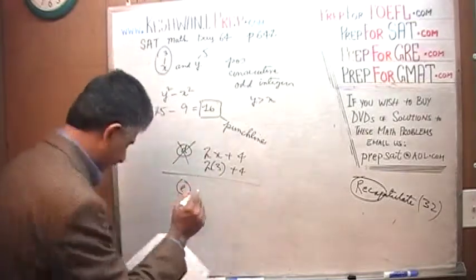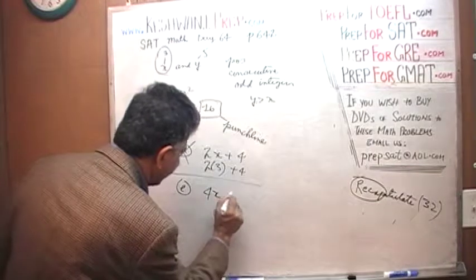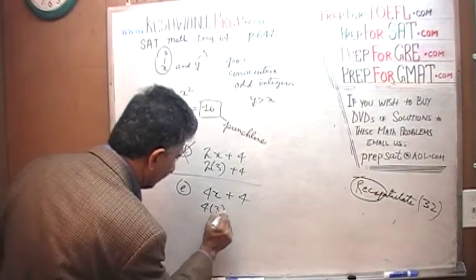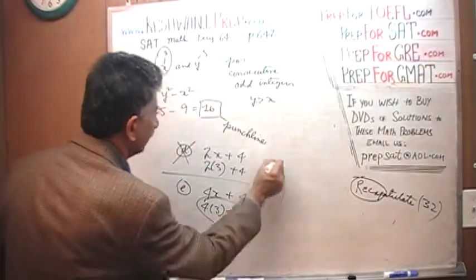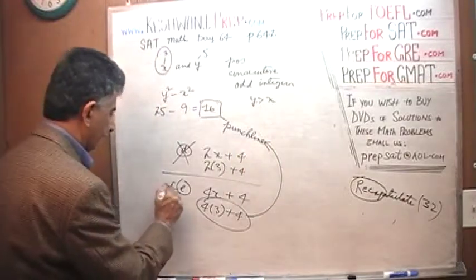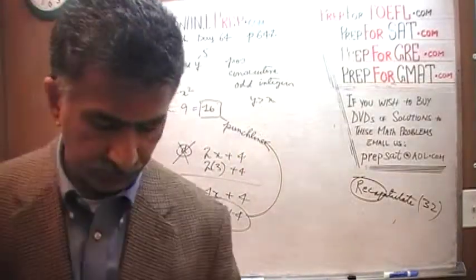Let's look at E. E says 4x plus 4. 4 times 3 is 12. 12 plus 4 is 16. Voila. We found our punchline. The answer is E.